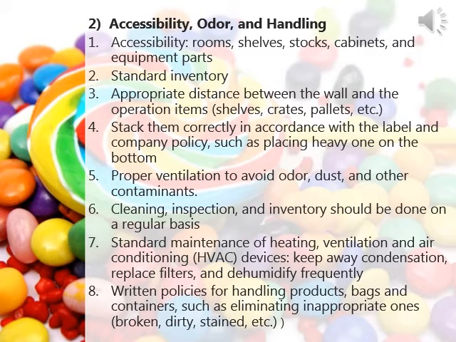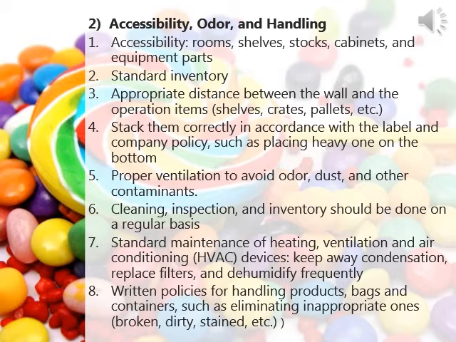Number 2, from storage criteria and personnel, accessibility, odors, and handling. Number 1, accessibility, food, rooms, shelves, books, cabinets, and equipment parts. Number 2, sample inventory. Number 3, appropriate distance between the wall and the operation of items, such as shelves, crates, pallets. Number 4, stack them correctly in accordance with the label and the company policy, such as placing each one on the bottom.